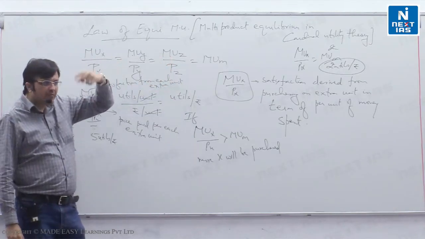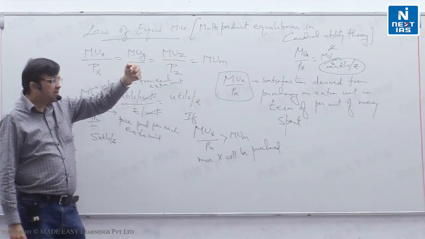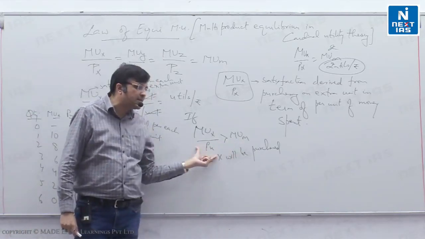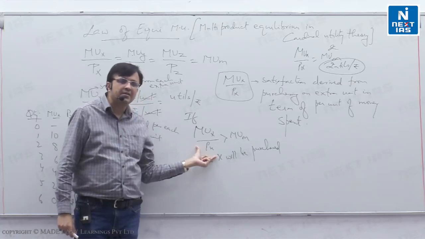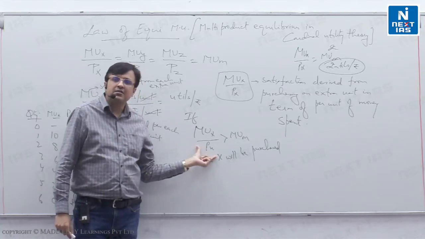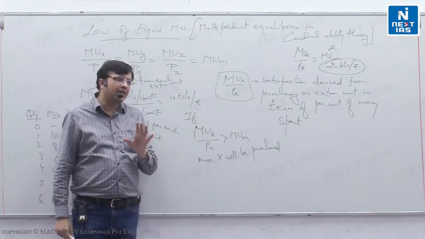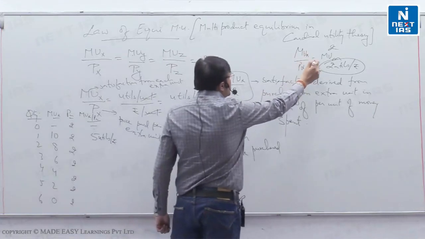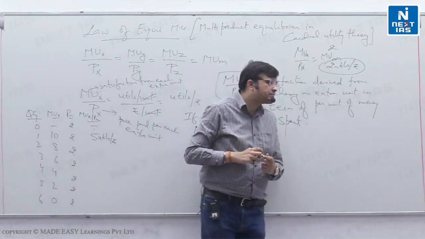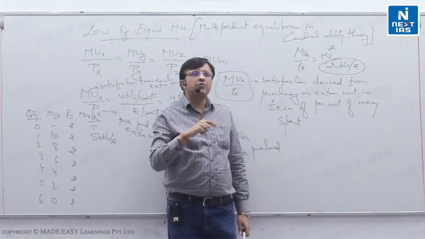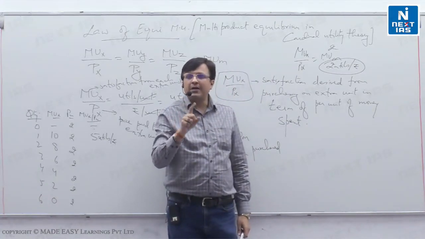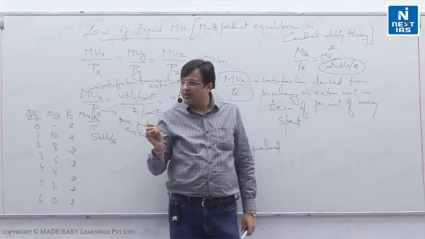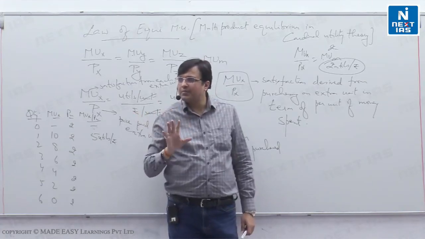It's only when the amount I am paying is such that it will result in MUM becoming greater than MUX by PX, that I will not have an incentive to purchase. Do I believe I'm reaching you on this? So now think, that means equilibrium for X will happen when MUX by PX is equal to MUM. And equilibrium for Y will happen when MUY by PY is equal to MUM. And equilibrium for Z will happen when MUZ by PZ is equal to MUM.